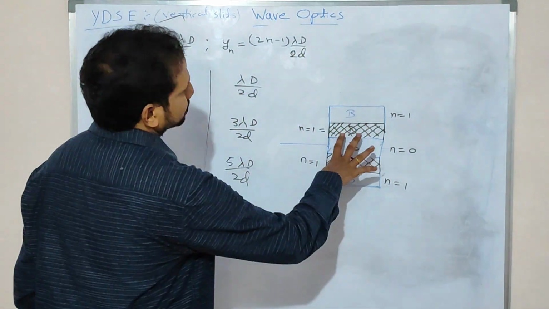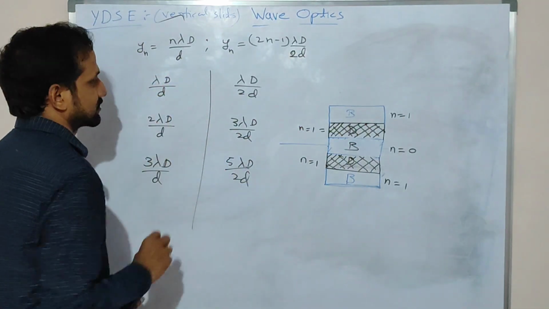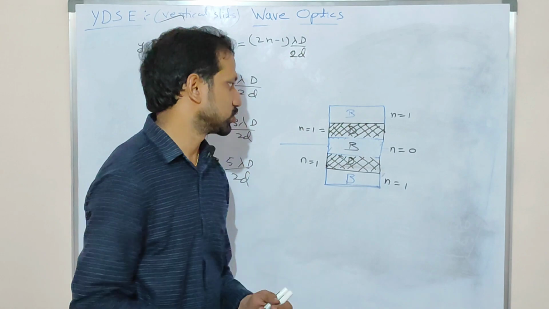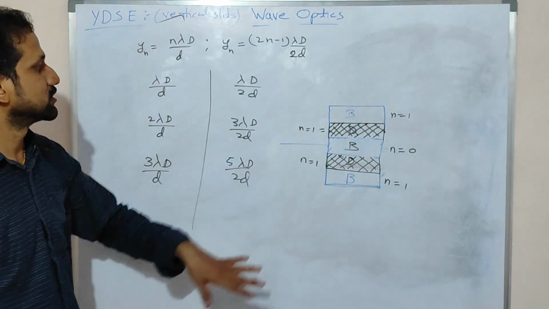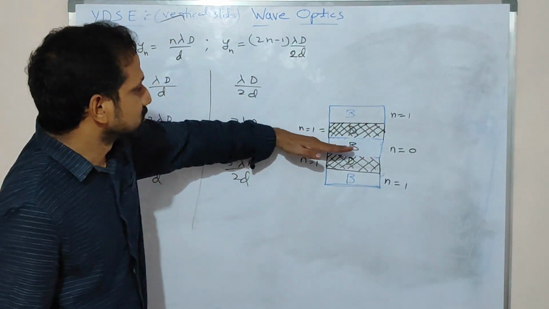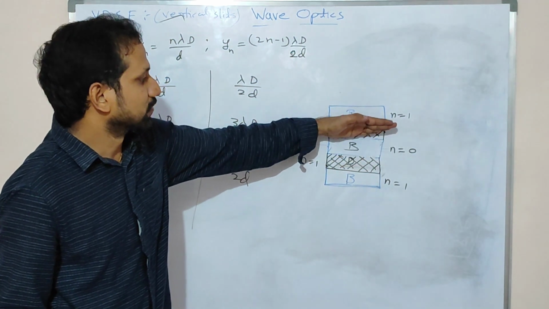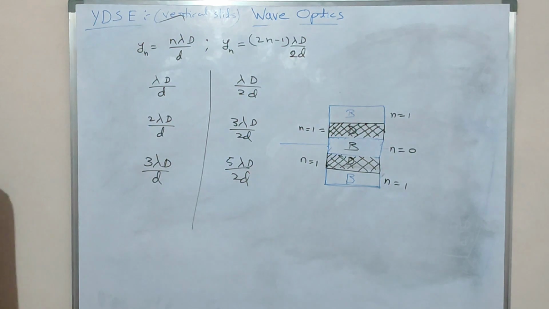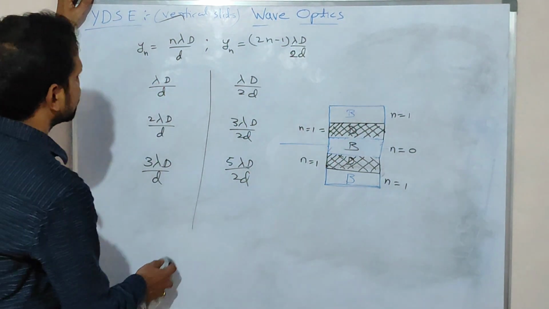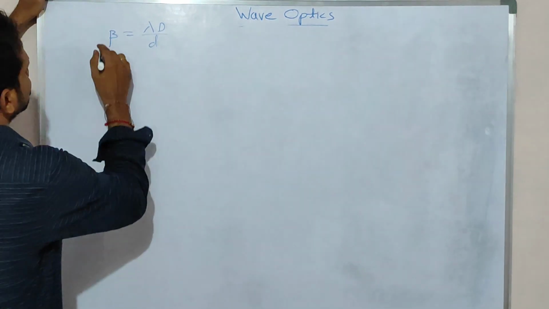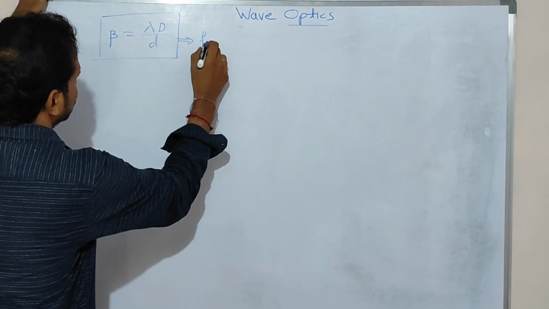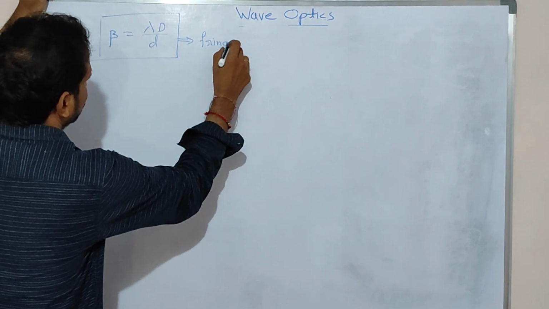So the diagram is like this. Actually, when the slits are circular, these fringes will be hyperbolic. That I will show in the next board. This is how they will form: first the central bright fringe, then dark fringe, and then bright fringe, like that it will go. This is what we call the fringe width, beta.